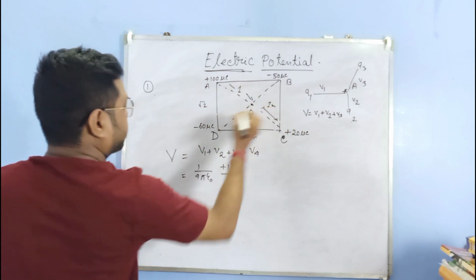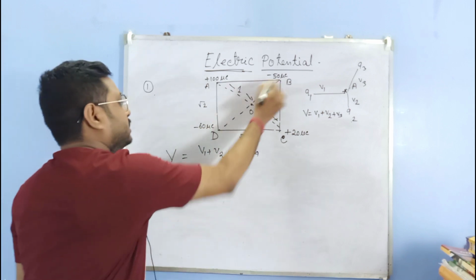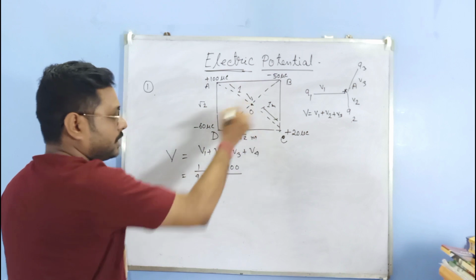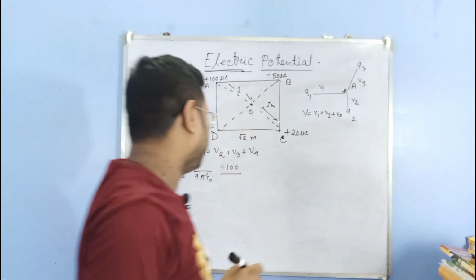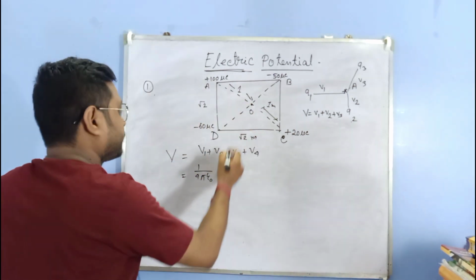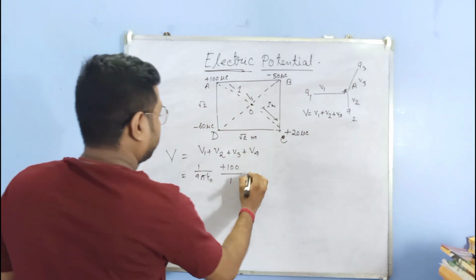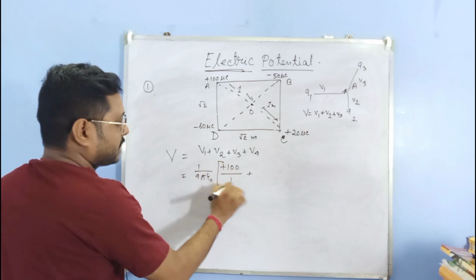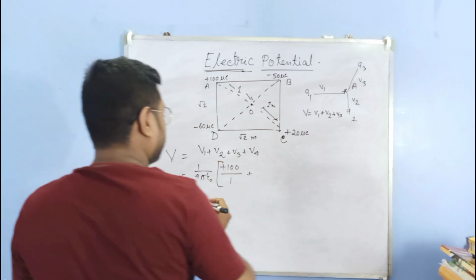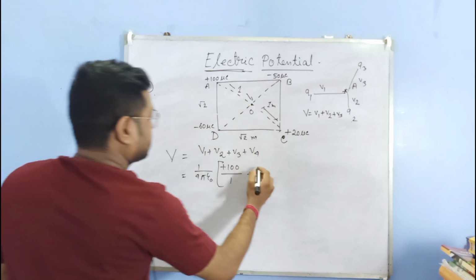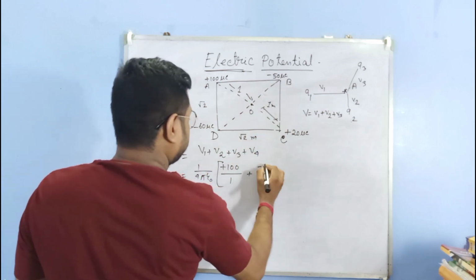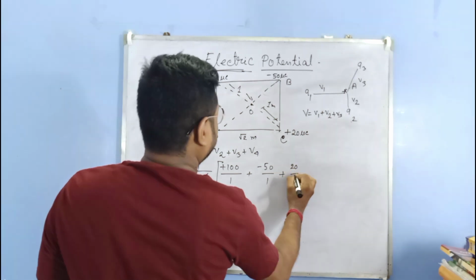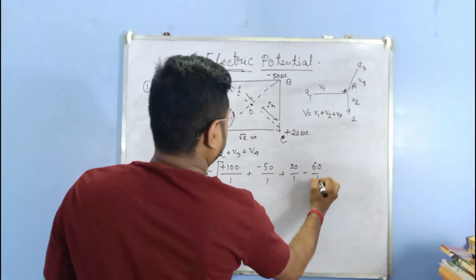Obviously this is 1 meter, this is 1 meter. You know the diagonal formula if the side is given, so you will find it out. So this AO is 1, and in all the cases 1 by 4 pi epsilon naught comes, so we take it outside the bracket as it is common. Then for B, that is V2, it is minus 50 by 1 plus 20 by 1 minus 60 by 1.